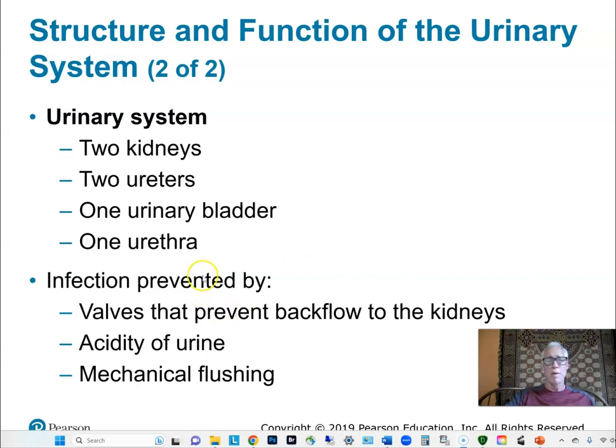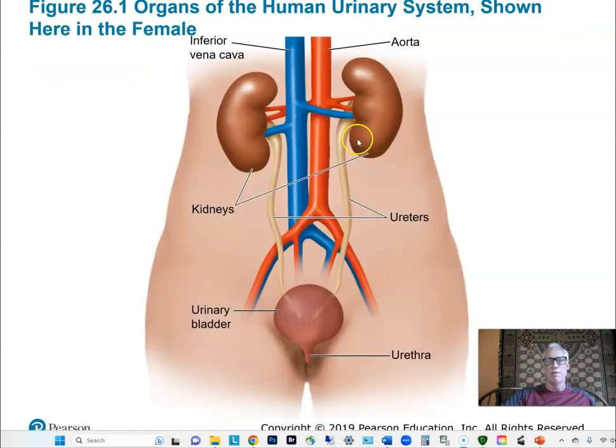Infection is typically prevented by valves so that the urine can't flow back towards the kidneys, and that kind of forms a wall. The pH of the urine is usually a little on the acidic side. Ideally, if we can even manage that by dietary administration, we can eat foods that help promote acidic urine, which suppresses bacterial growth. And the mechanical flushing, that means that every time you urinate, the urine blasts bacteria out of the opening to the urethra, which there's always bacteria on the surface of your body trying to colonize your urethra.